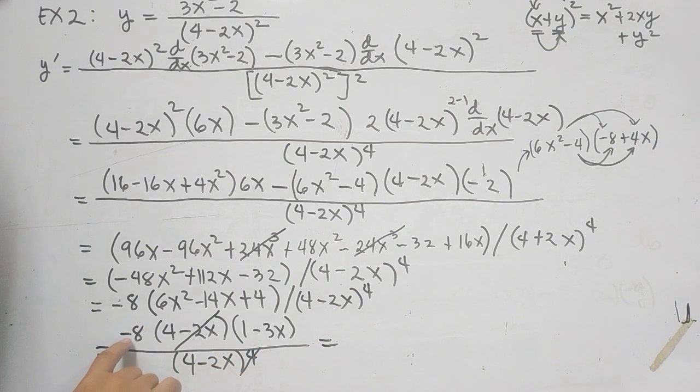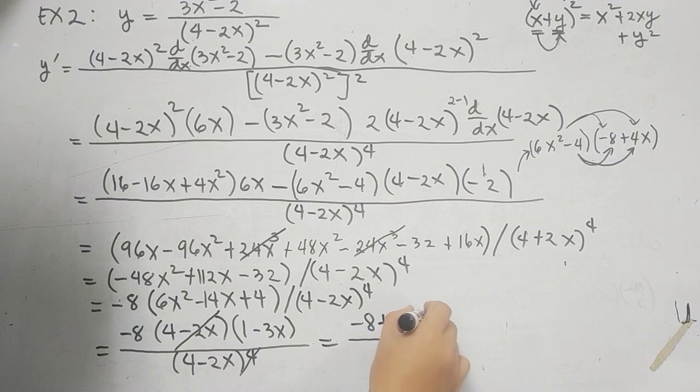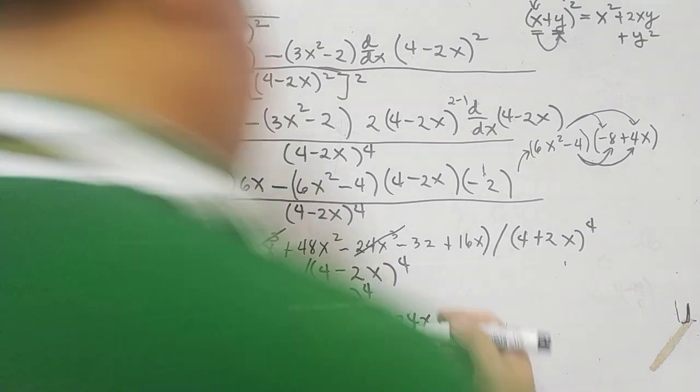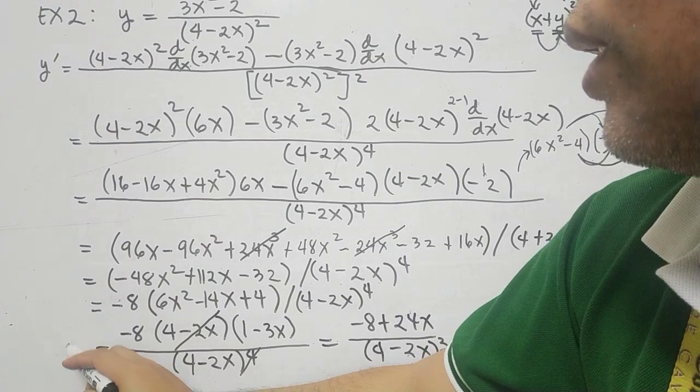So negative 8, I will multiply this one again, negative 8 times 1, that is negative 8. And then negative 8 times negative 3, that is positive 8 times 3, 24x, divided by 4 minus 2x raised to 3. Okay, if we have here 2 divisible by 2, okay, so we might have this one as our final answer, y prime.